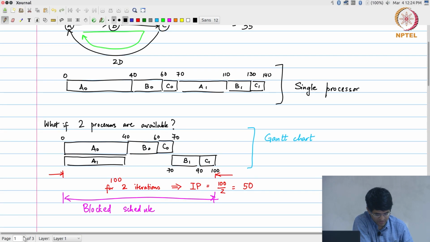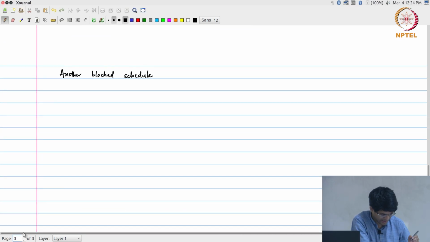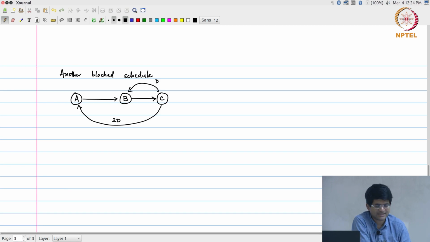So to understand that a little bit better, let's look at the problem a little more carefully. I will just redraw the graph. As things stand right now, A can execute twice, but B and C are both stuck. What if I do one retiming step over here? Okay. So what do I mean by this retiming step?